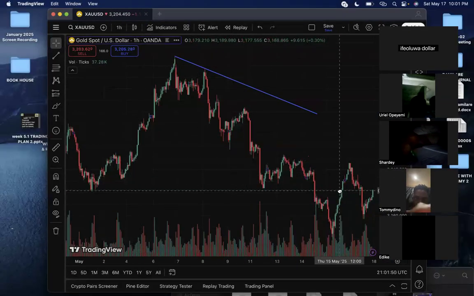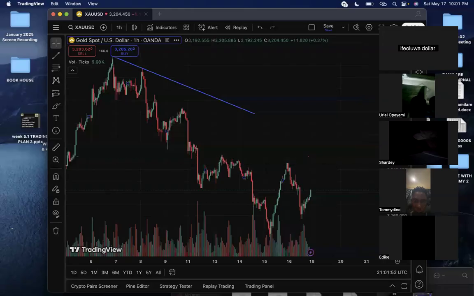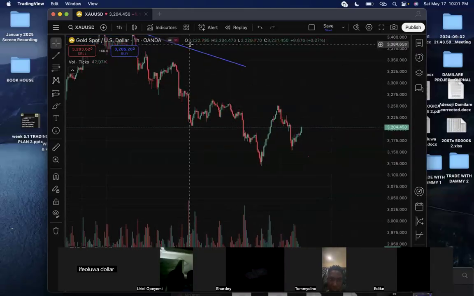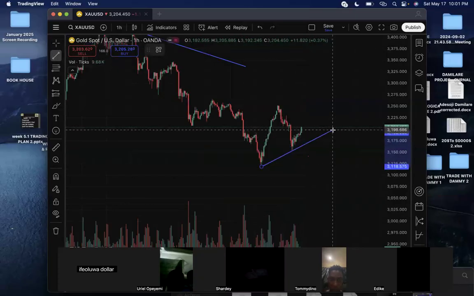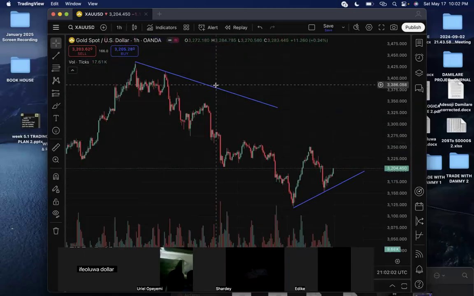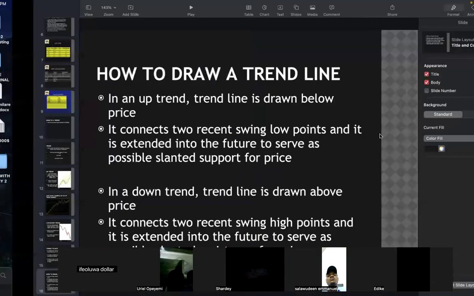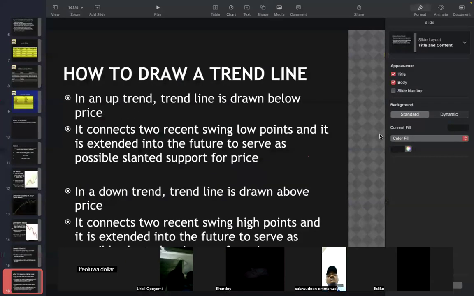Like this one too. Let me do the downtrend also. This is the downtrend. You see, this is the uptrend, that is the downtrend. Simple. That is how to draw a trend line. If you can do this, practice on your own, because we can actually make you the best.